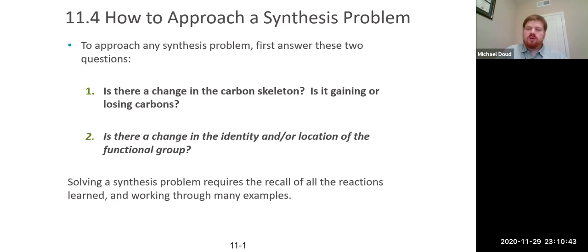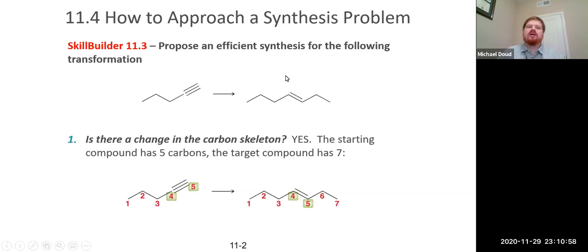To be able to solve these problems, you need to be able to quickly recall the reactions that we've learned, and then also just practice working through the examples. So again, practice using the PDF down below, and we'll just do a problem here together to help figure it out. So okay, let's go ahead. Let's propose a synthesis for this transformation. We're taking an alkyne on the left, and we're going to turn it into an alkene on the right.